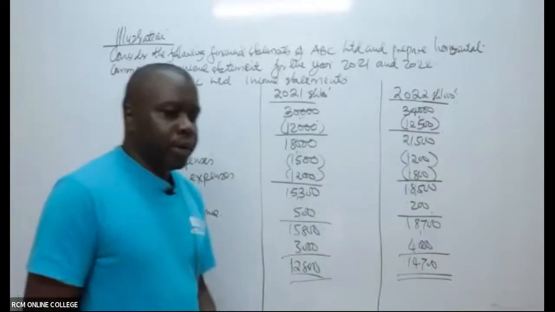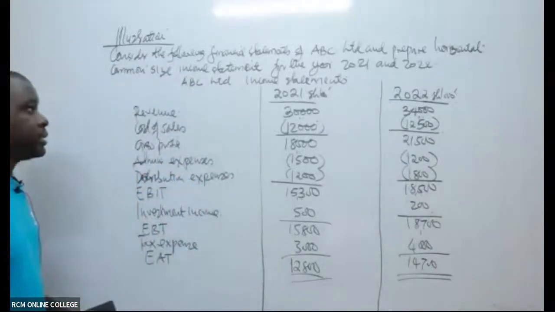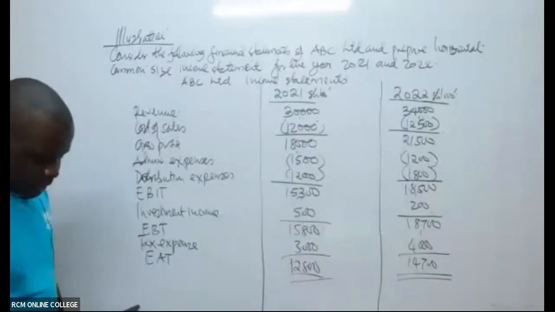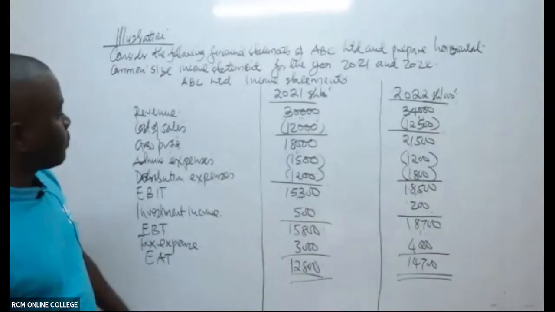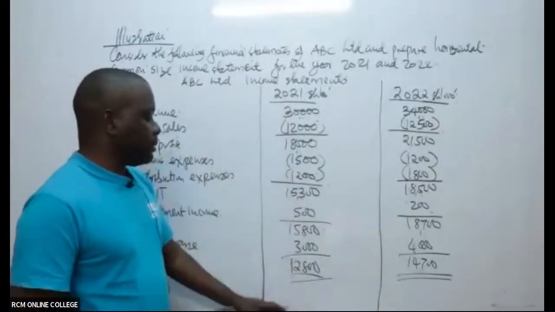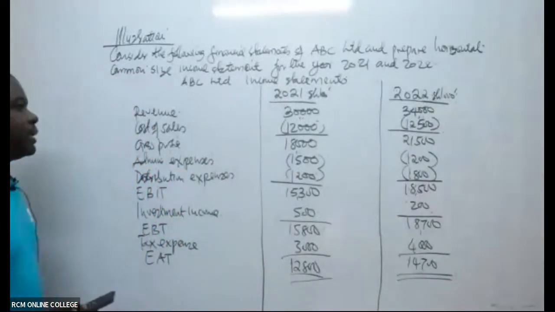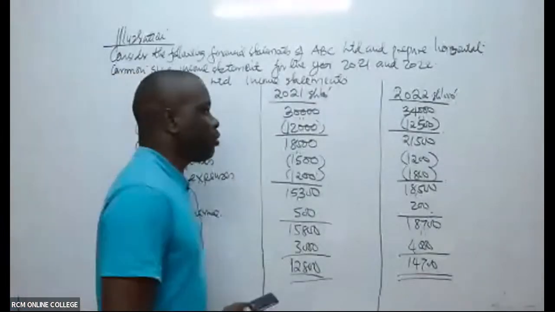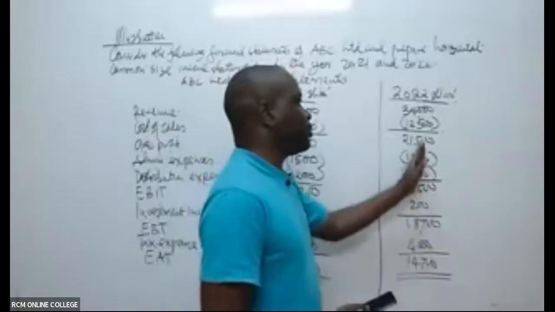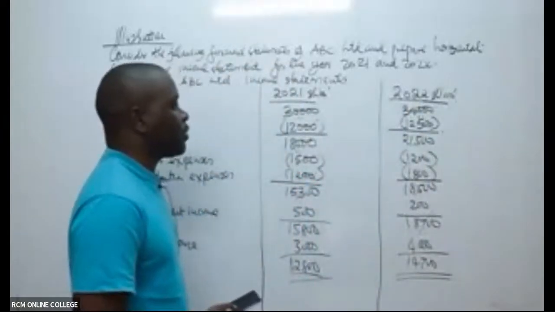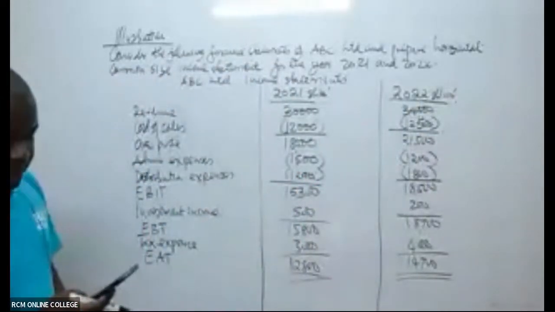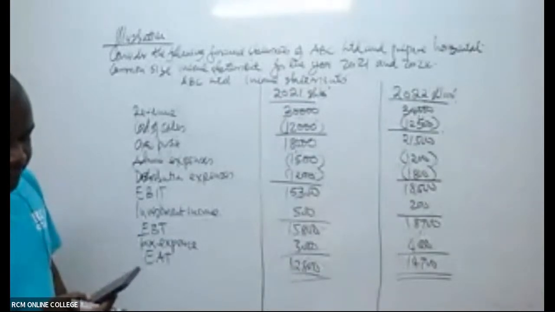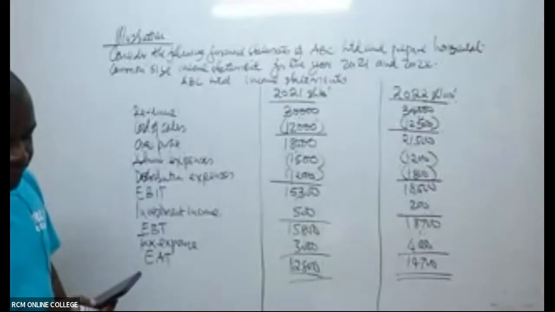So hope you are done copying it. In this case, we are now doing the horizontal analysis. Ideally, this one will be the base year. So you'll be using 2021 as the base year to compare with the performance of 2022, to see whether there was any improvement, or a decline in terms of performance.